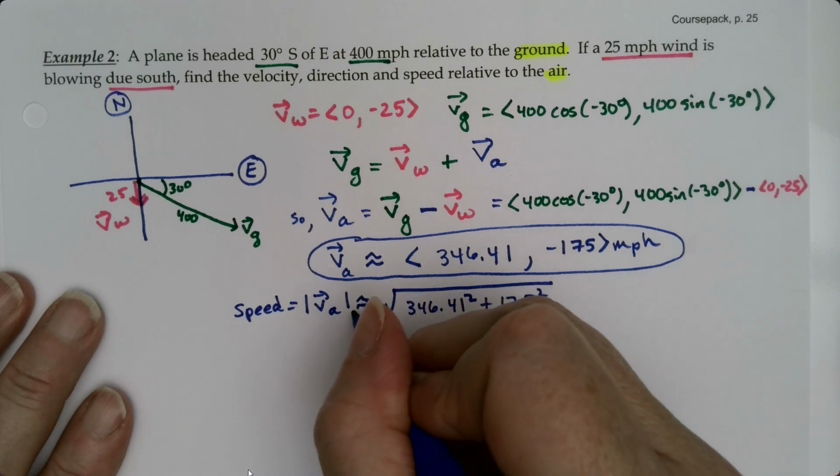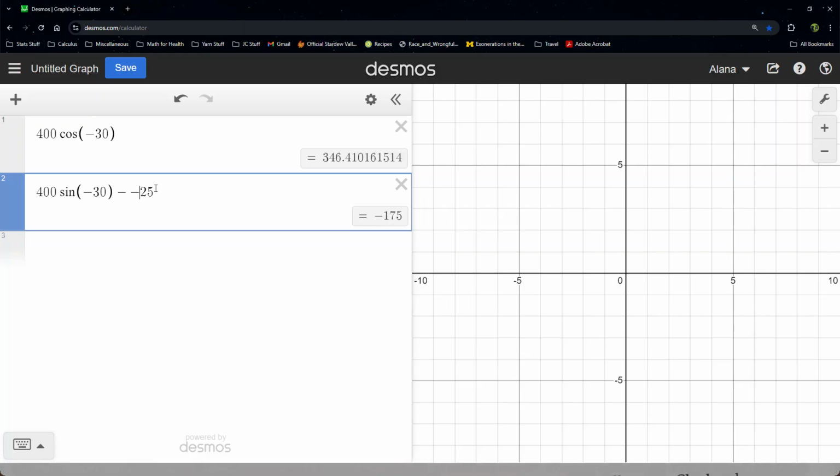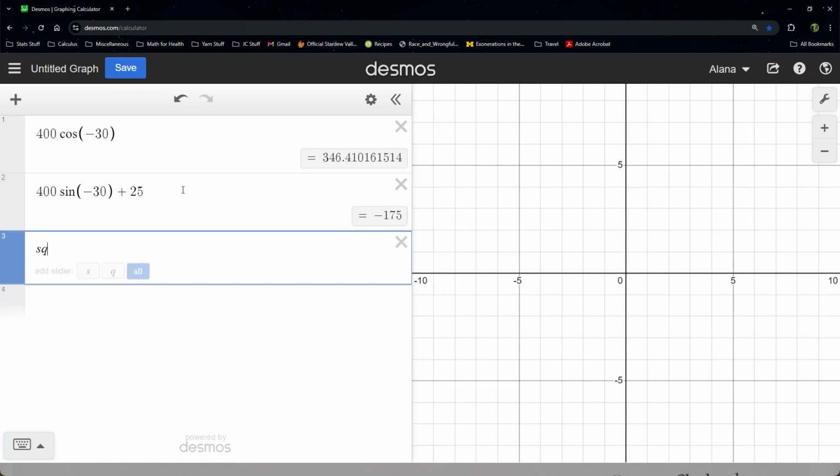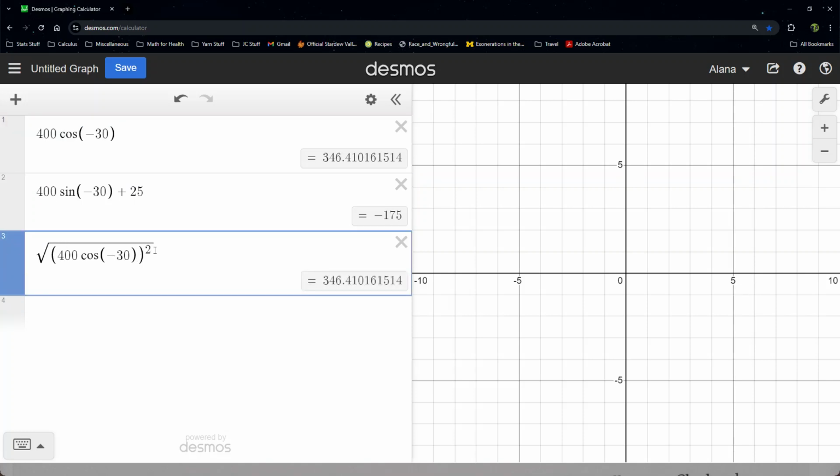I'm using an approximation sign here because, of course, we're rounding this a bit. All right, so if we want full accuracy, we can copy and paste this in. It won't really matter, but 175 squared. That worked out so nicely because, of course, the sine of 30 degrees is a half. So that's why that's working out beautifully. So that gets us 388.1 miles per hour.